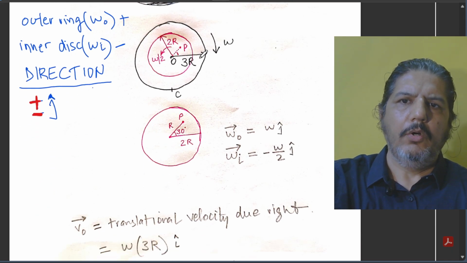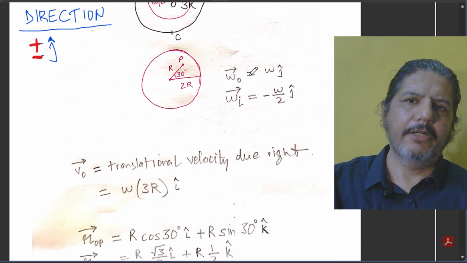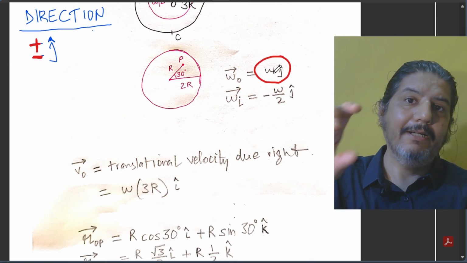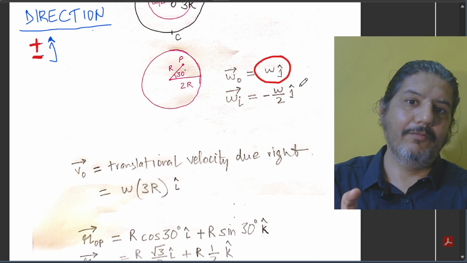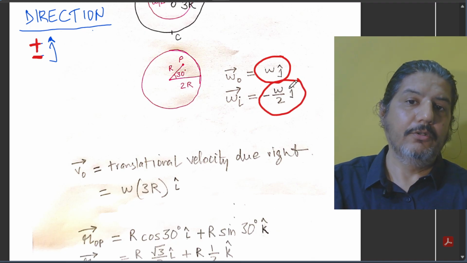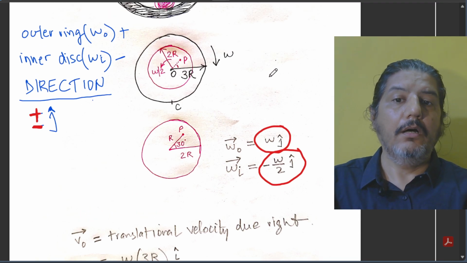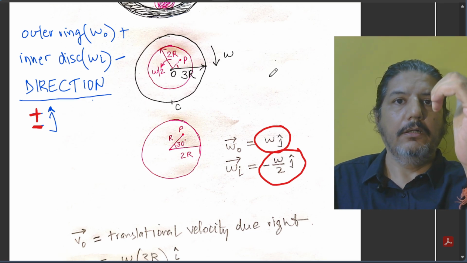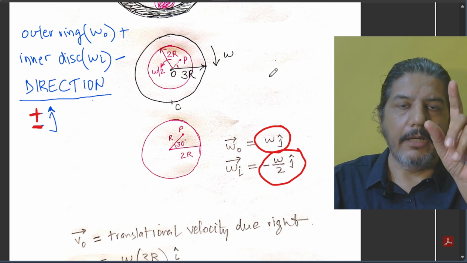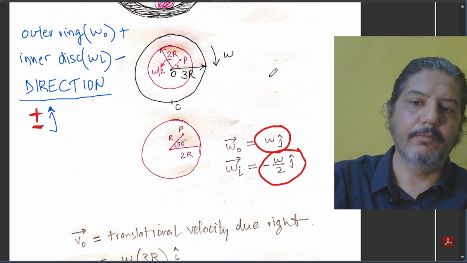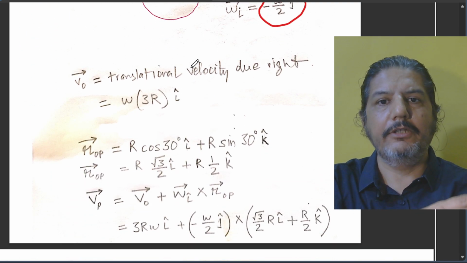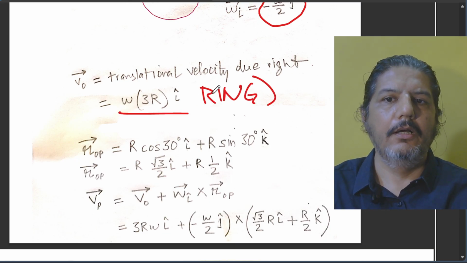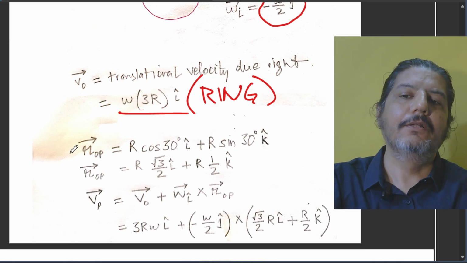Now this is what I was trying to say, that the outer angular velocity is omega j and the inner disk angular velocity is minus omega by 2 j, because see, the outer ring is in this direction and the inside disk is in this direction. Angular velocity is a vector. You have to remember that. So the translational velocity due to the ring is omega 3r. This was decided by the ring, as I have been repeating again and again.